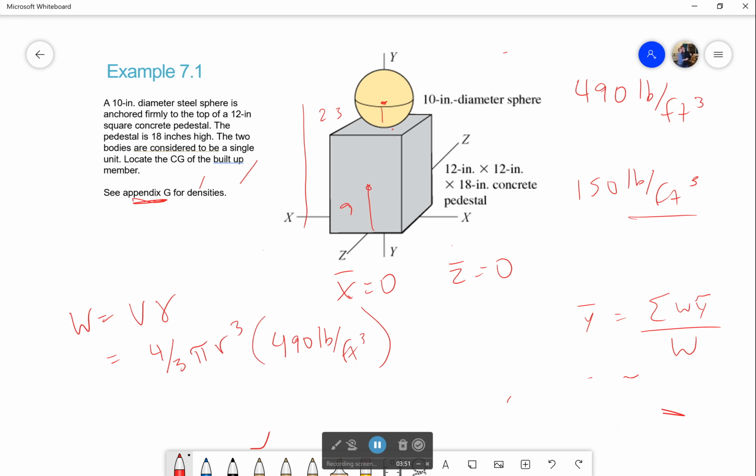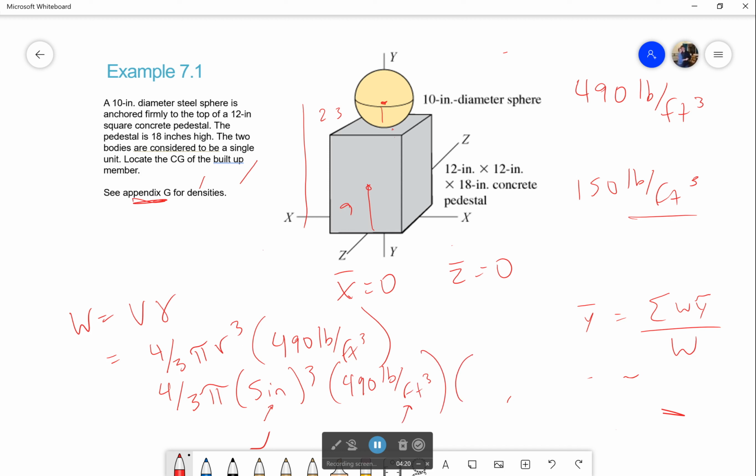490 pounds per foot cubed. And then if I plug all that in, so I plug in my radius, which is going to be 5 inches, I get 4/3 pi times 5 inches cubed, all that multiplied by 490 pounds per foot cubed. But here's an issue you need to see. This is inches, that's feet. So we need to convert.